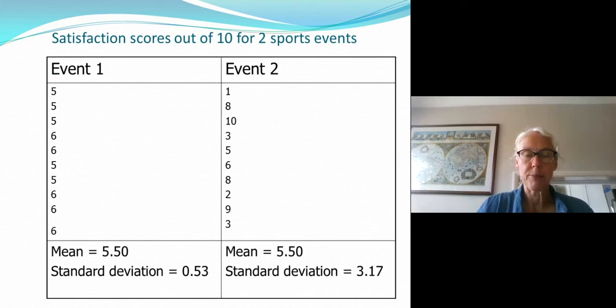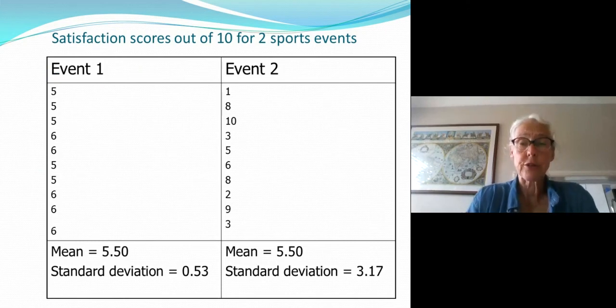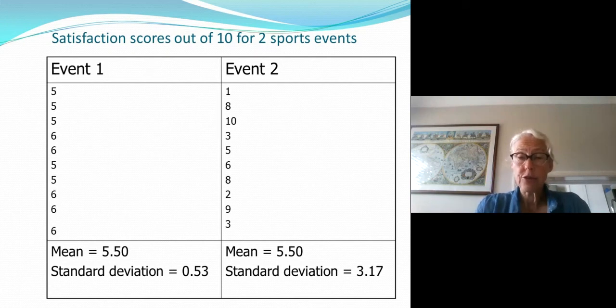So I've got an example here of satisfaction scores that people have scored out of 10 for 2 sports events. And this is just to flag, really, that when we calculate the means, we also want to report something called the standard deviation. So in event 1, you can see the scores that people have given there. They're 5s and 6s, and the mean comes out as 5.5.